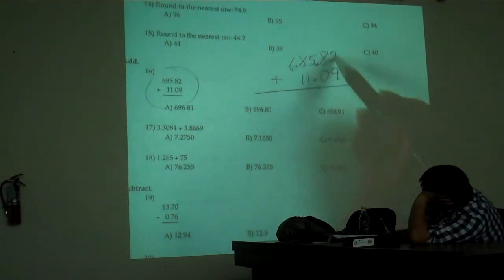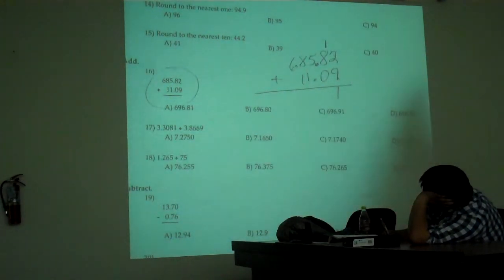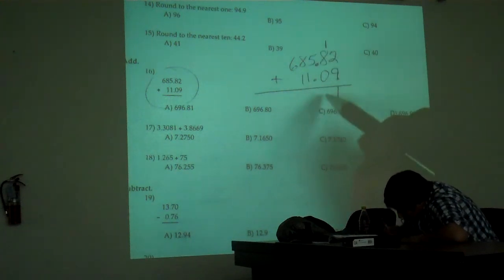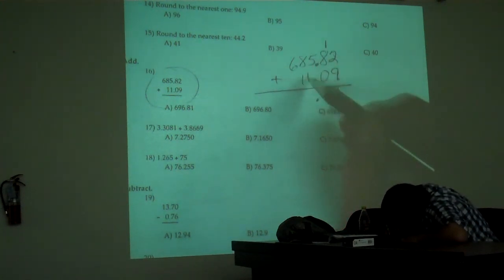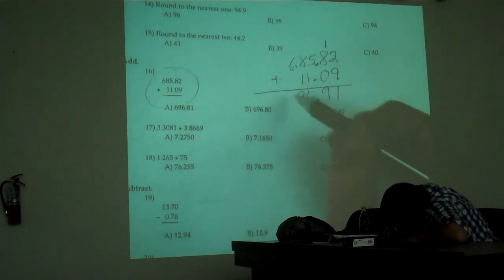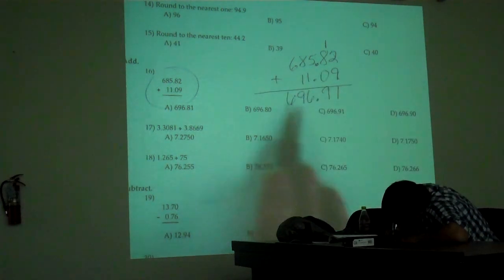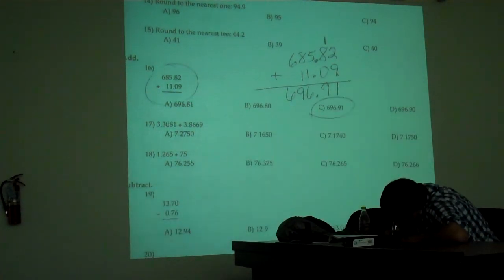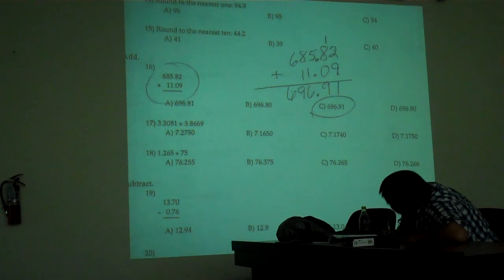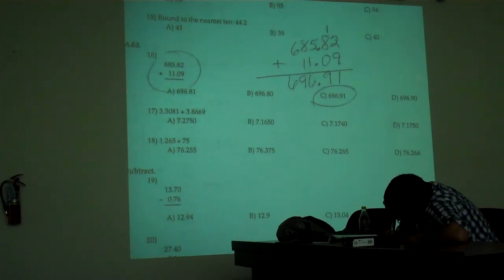Okay, 9 plus 2 is 11. Show where you carried it. 8 and 1 is 9. 5 plus 1 is 6. 8 plus 1 is 9. And then the 6. 696.91. You'll be giving the answer. You won't have ABCDs for that.